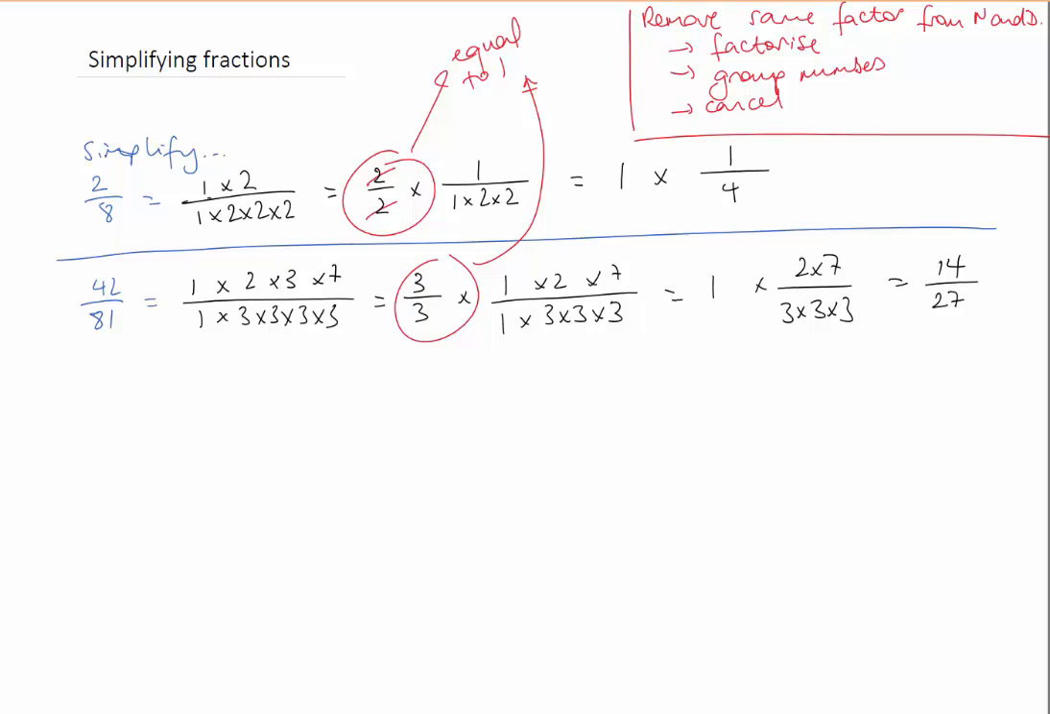So in effect what we've done here is just divide both the numerator and the denominator by the same number. So in the case of 2/8, if we divide the numerator and the denominator by 2, then we get 1 over 4. And in this case, if we divide the numerator and the denominator by 3, we get 14 over 27.